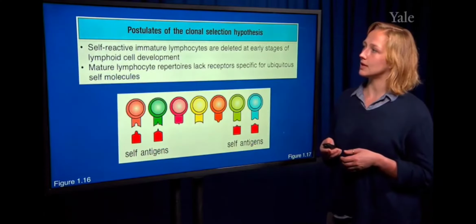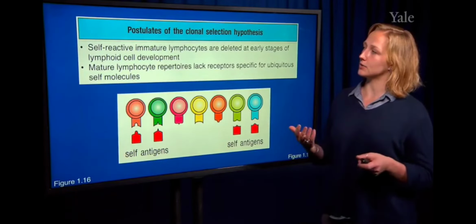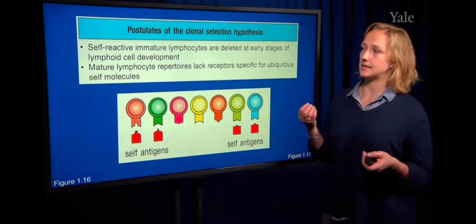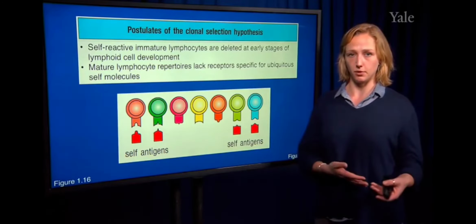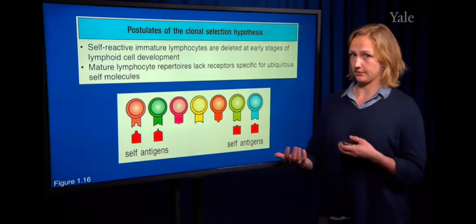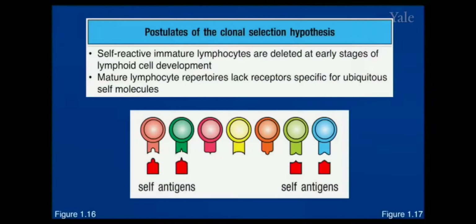Next, the clonal selection hypothesis states that self-reactive immature lymphocytes, so these are lymphocytes within the bone marrow or the thymus, respectively, depending on what cells they become, will be deleted at very early stages of their cell development, such that mature lymphocyte receptor repertoires lack the receptors specific for ubiquitous self molecules.